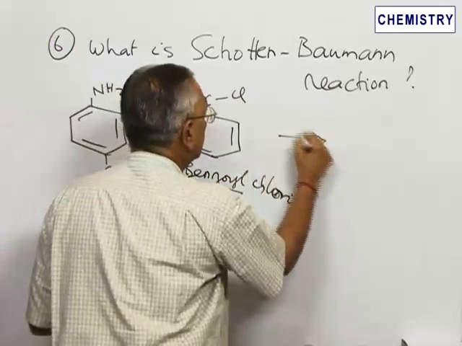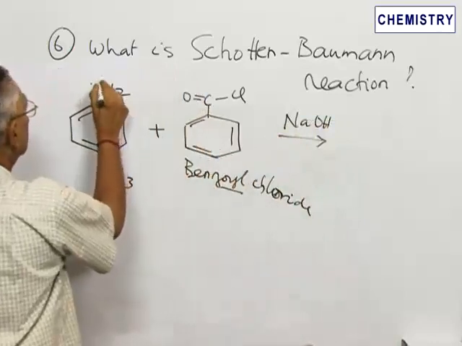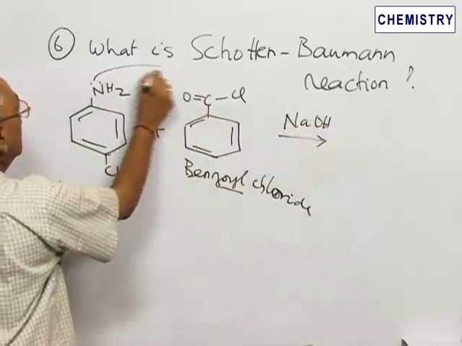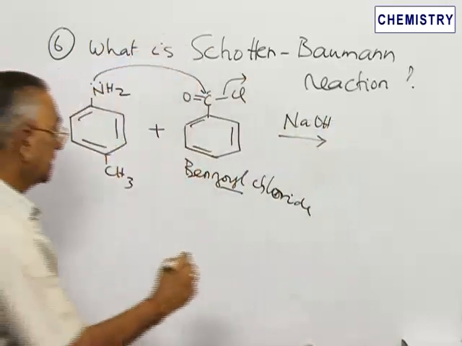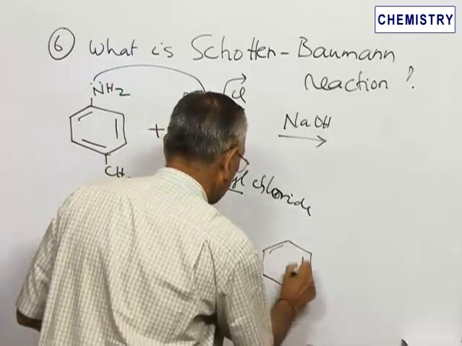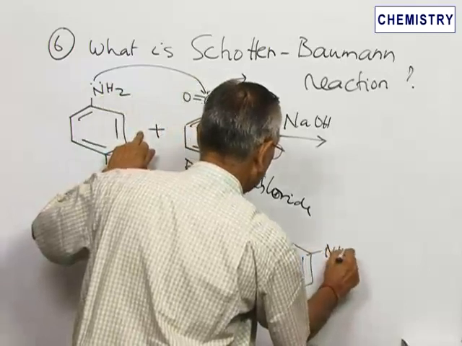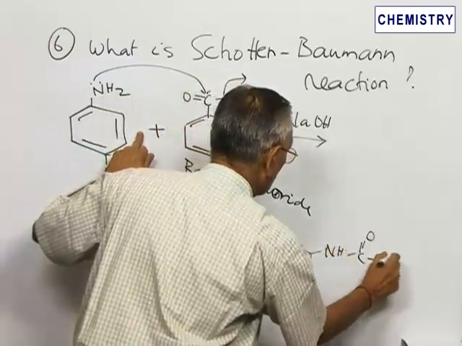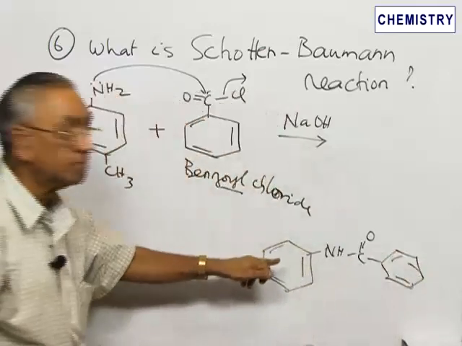when this is treated in the presence of sodium hydroxide, this is the nucleophilic attack of the amine on this with the elimination of Cl. So that it gives rise to C6H5, one hydrogen goes off from this NH2, and then CO, and we get this, which is known as benzanilide.